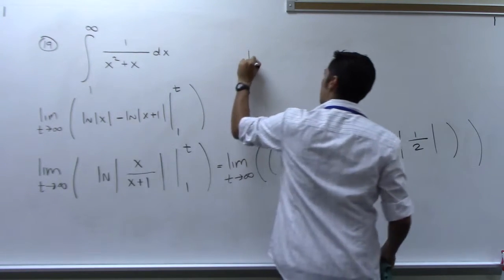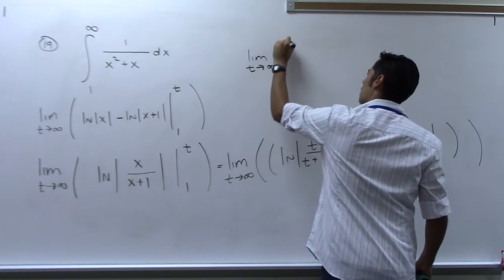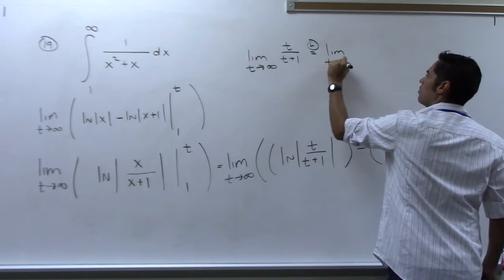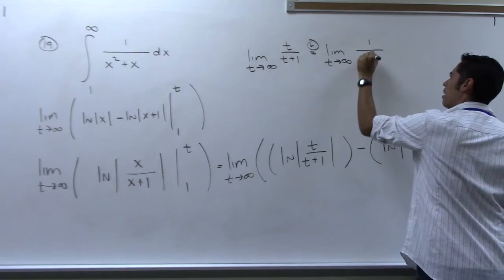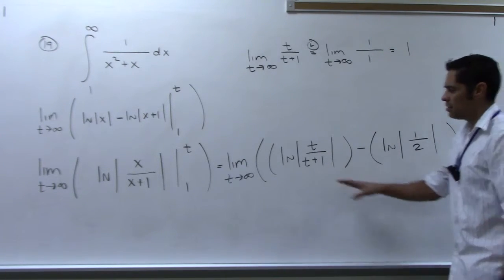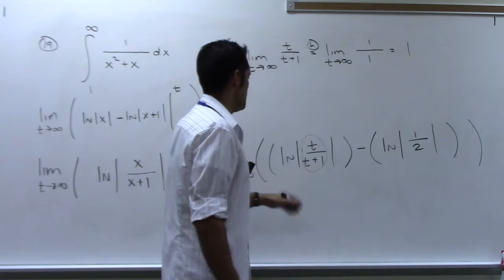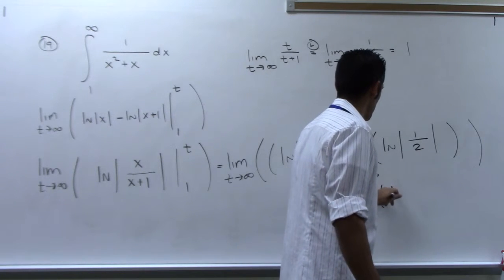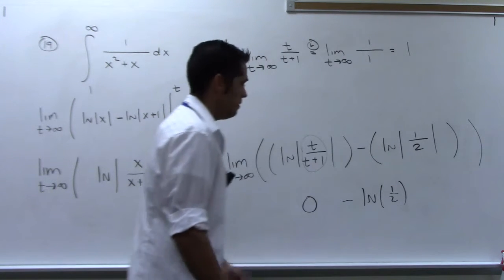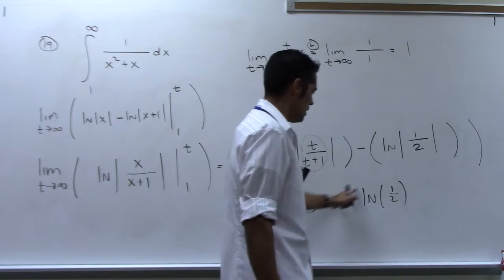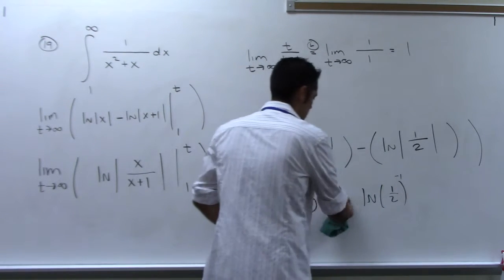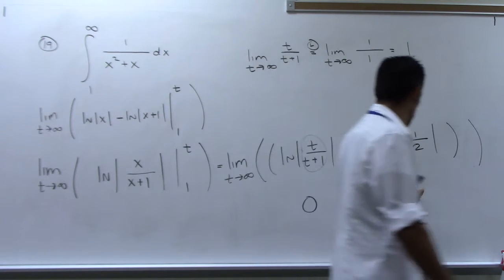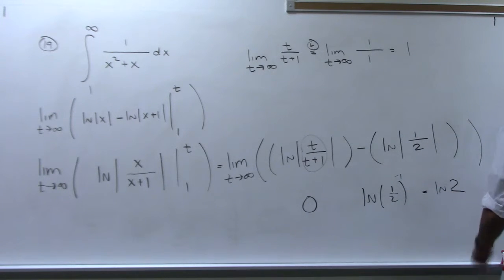So real quick, limit t goes to infinity, t over t plus 1 equals, by L'Hopital's rule, limit t goes to infinity. Derivative of the top is 1, derivative of the bottom is 1, so the answer is just 1. So this is going to 1 in here, and then natural log of 1 is 0. So you get 0 here, and then you get minus natural log of 1/2. And that would be the answer. Although you can move the negative up as a power, like a -1 on that. And when you have a -1 power on a fraction, it flips it. So you can get natural log 2 as your answer.